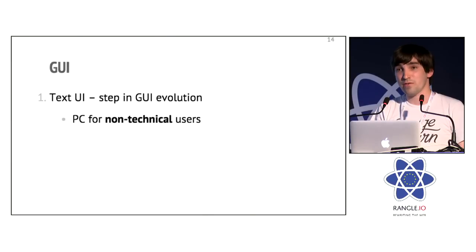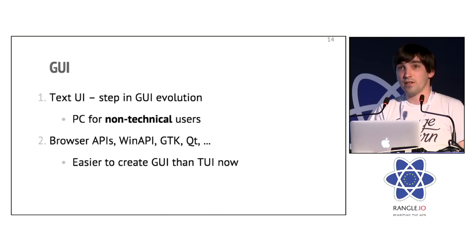Actually, text user interface was just a step in the evolution of graphical user interface, because in the era of personal computers, text interfaces were seen as user unfriendly, and to sell a lot of personal computers, it was required to implement something different, something more attractive to the user. That's why graphical user interfaces became more and more portable. They brought a lot of APIs for the browser, for WinAPI, Qt, GTK, and so on. And at some point, it actually became easier to create a graphical user interface than text. If you think of it, you can just imagine the difference.